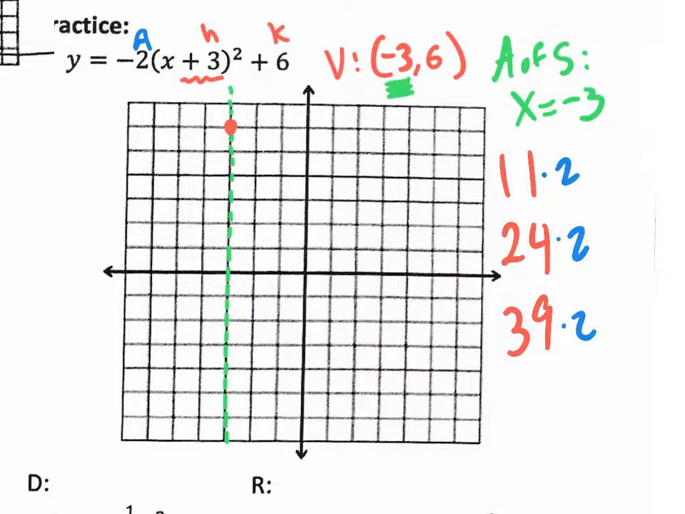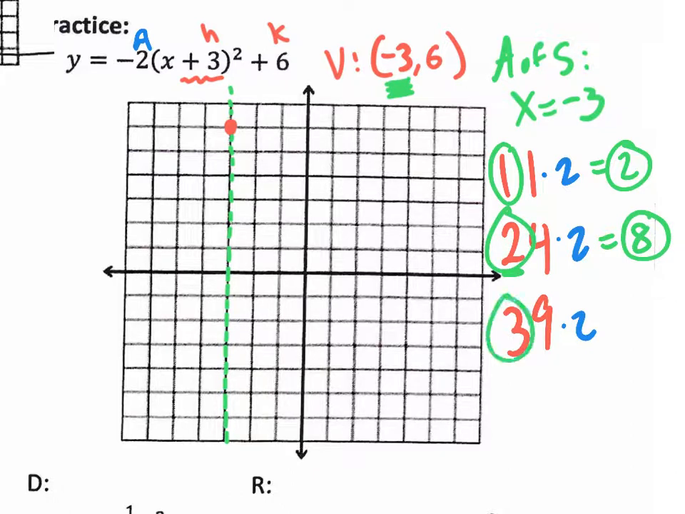Okay, so instead of 1, 1, we're going to get 1, 2. Instead of 2, 4, we're going to get 2, 8. And instead of 3, 9, we're going to get 3, 18, which obviously we're not even going to use that part on this small, tiny graph.